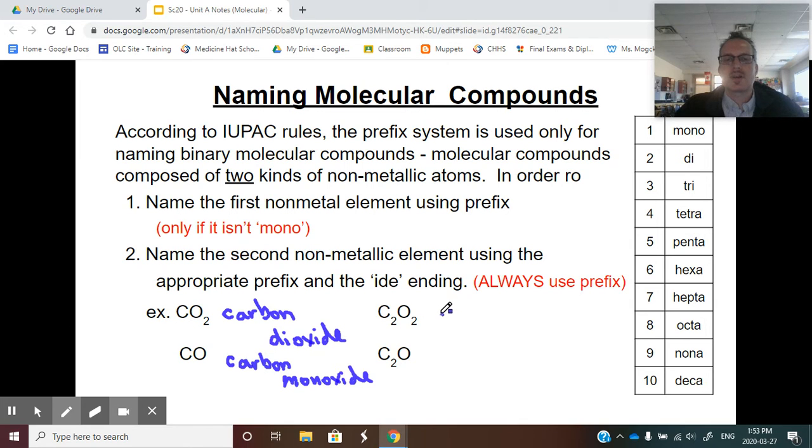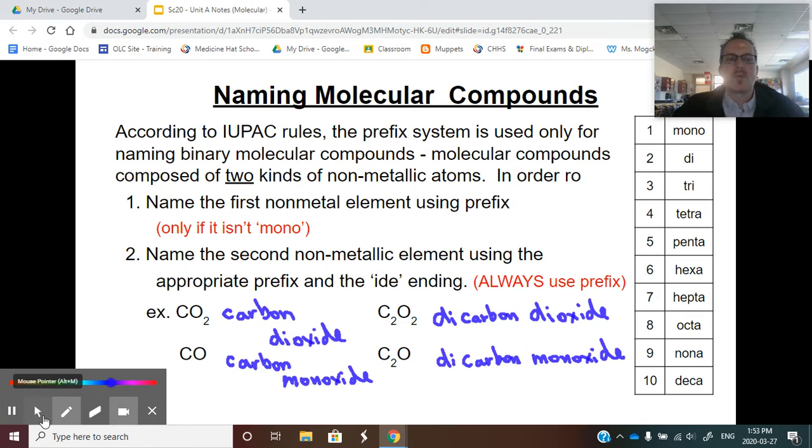So looking, I would call this dicarbon. And again, 2 of them, dioxide. And our fourth one, again, there's 2 of them, dicarbon. And a single there would be monoxide. So remember, you are always using prefixes unless your prefix is a 1 on the first substance. So I'm going to erase all those.